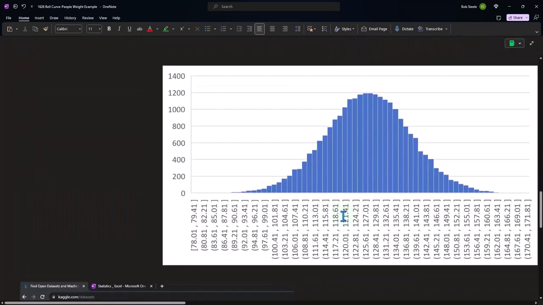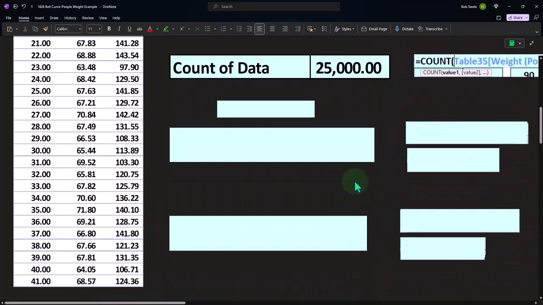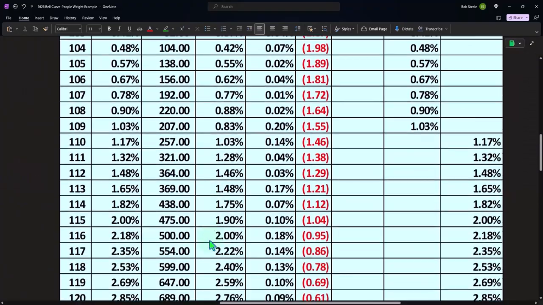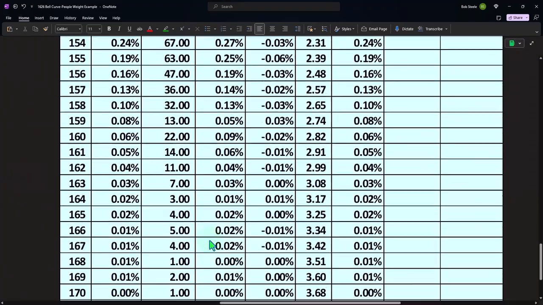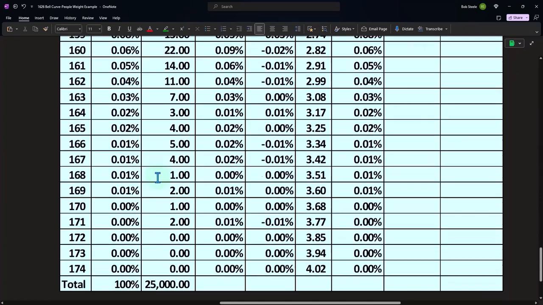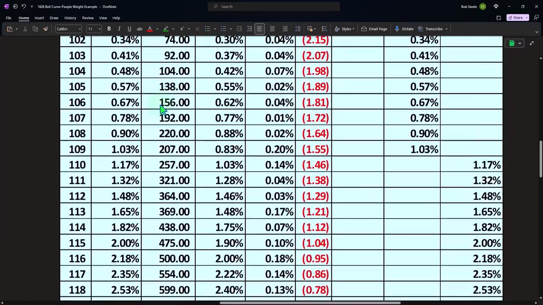That's why when we graphed it, we have a pretty smooth graph, and we can verify that those data have been properly put into bins, at least to some degree, by the fact that the total down here should tie out to the number of data points at 25,000, which are now being allocated to the bins.